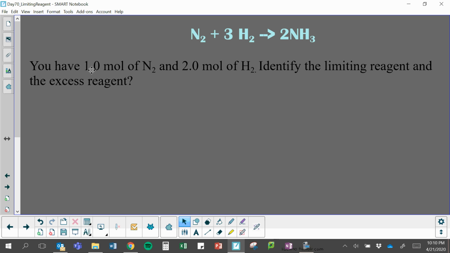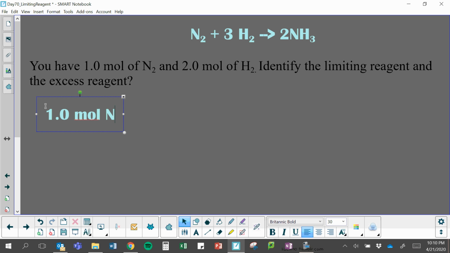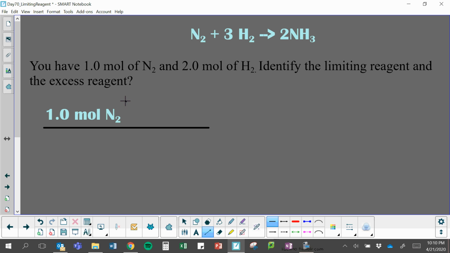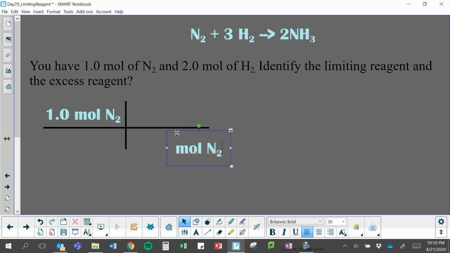So I'm going to convert both of these into our final product. So we're going to start with 1.0 moles of N2, and we're going to go ahead and draw our chart. And we're wanting to convert that into product to see, if we use 1.0 moles and all of it reacts, how much would we actually be making. So we use our coefficients because we want to cancel the moles of N2 and go to moles of NH3.